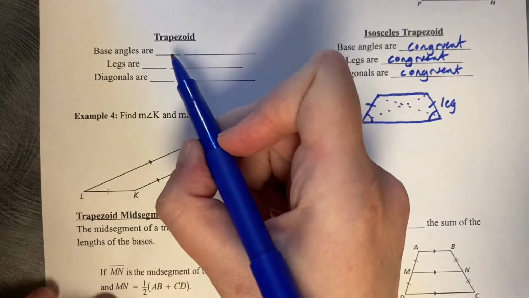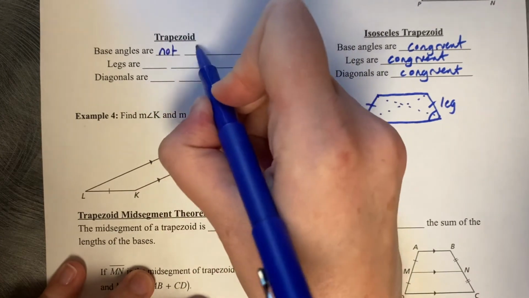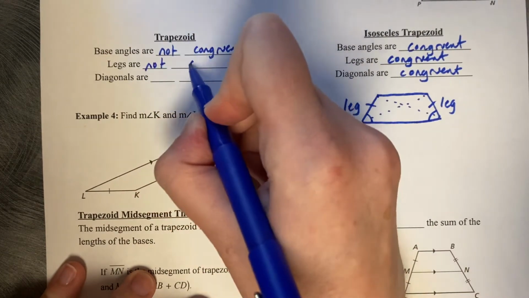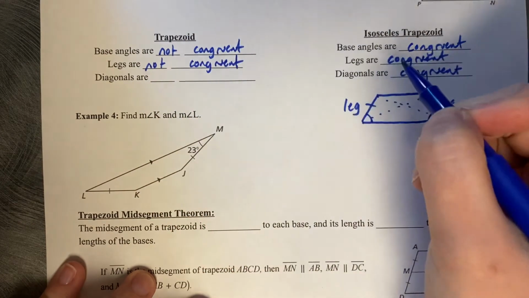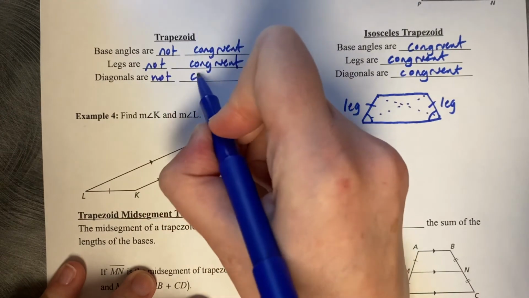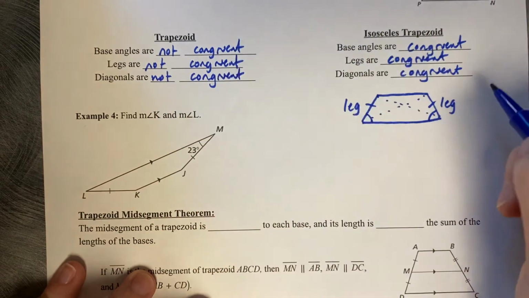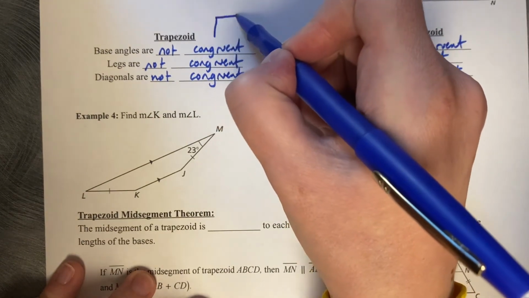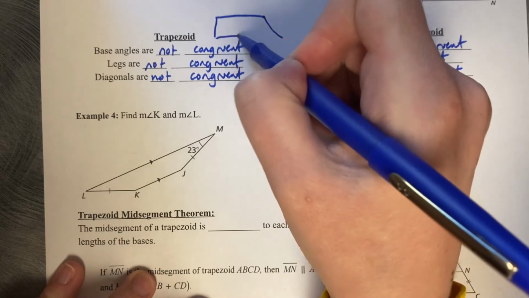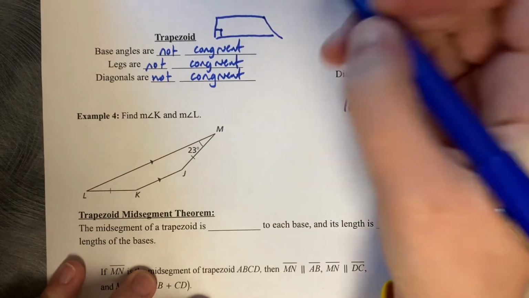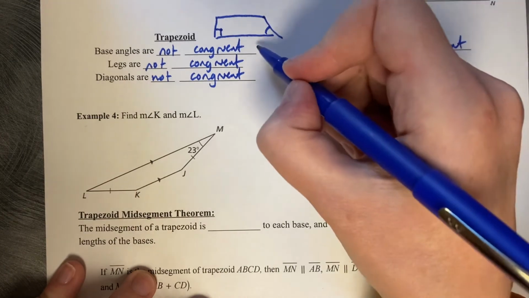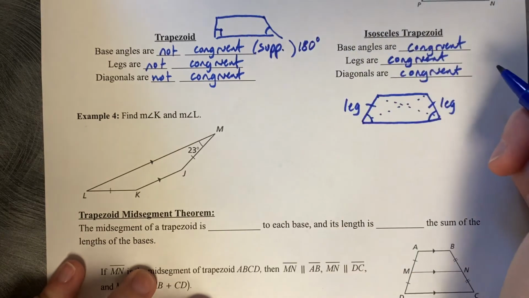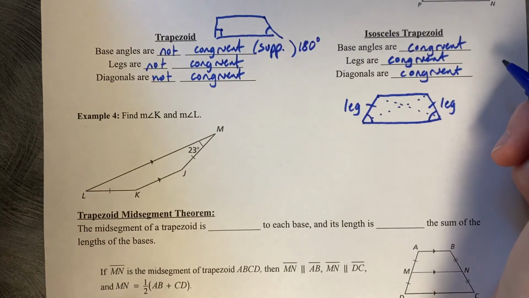If it's a regular trapezoid, base angles are not congruent. The legs are not congruent. And the diagonals are not congruent. What we do know is that with a general trapezoid, if you look at the base angles, one could be 90 degrees and that could be an angle. And we do know that they're supplementary. Remember that consecutive angles of a trapezoid are 180 degrees.